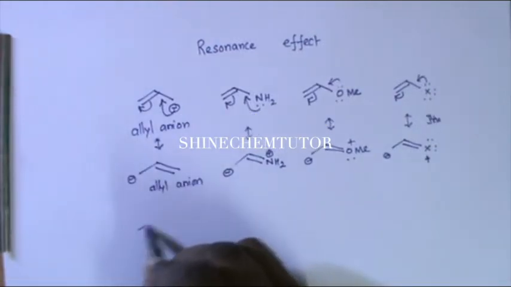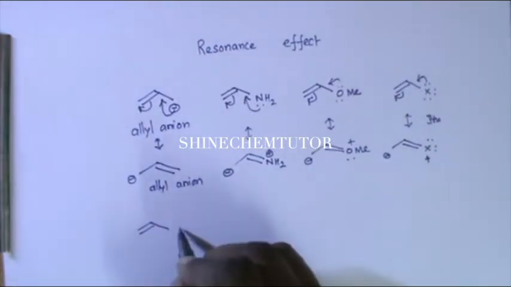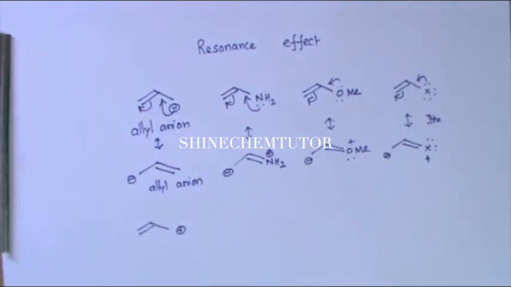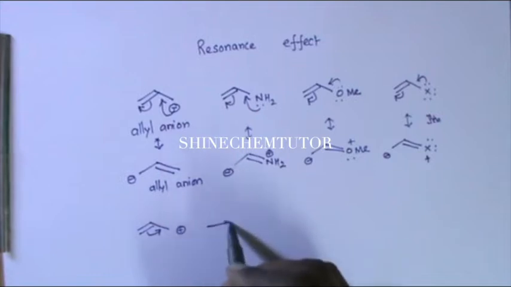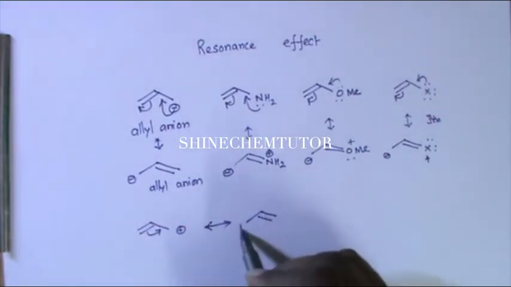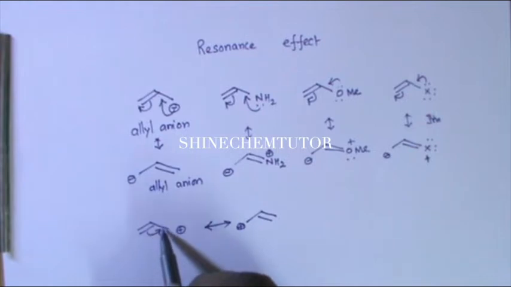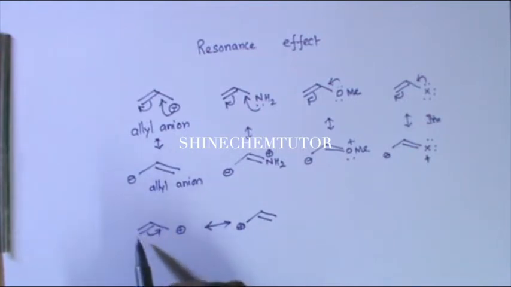Not only allyl anion. Suppose it is allyl cation like this. Now this lone pair of electrons, since it is electron rich, falls here to give this species. So this bond has migrated here. Because of that, we have only CH2 here. So it becomes plus. So not only carbanion, carbocation also can undergo resonance.